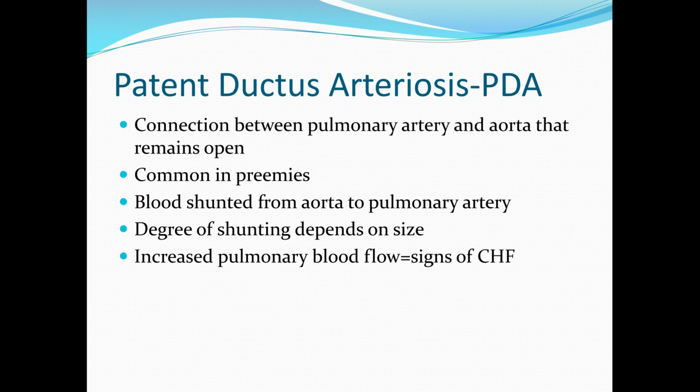So patent ductus arteriosus, or PDA, is a common defect. It's about 5 to 10% of all defects in infants. It is a connection between that pulmonary artery and the aorta that remains open. It is common in premature babies because they are born premature, and it's going to remain open even though it should have closed. So the blood is shunted from the aorta to the pulmonary artery. The degree of shunting depends on the size of that opening. And then increased pulmonary blood flow, again, they're going to have signs of congestive heart failure.